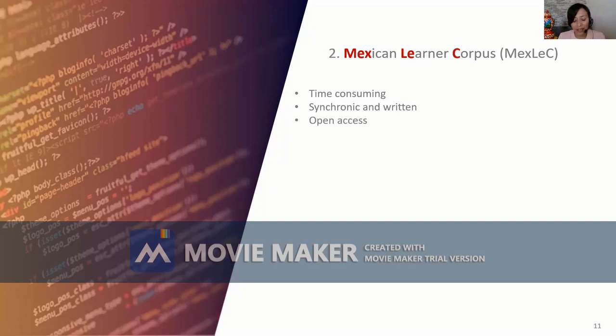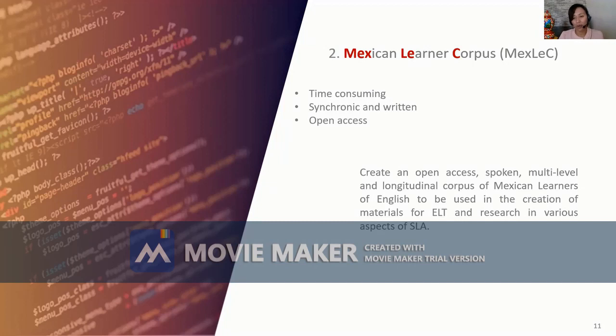And finally, it is important to mention that we, of course, have important learner corpora, big enough and reliable, such as the Trinity Lancaster Corpus or Cambridge English Corpus or ICLE, but they are not open access, unfortunately. You have to pay to use them, or sometimes you don't have access because they are for private use. So that's why in Mexican Learner Corpus, the aim is an open access, reliable, spoken, multi-level and longitudinal corpus of Mexican learners of English, of materials for ELT and research in SLA.